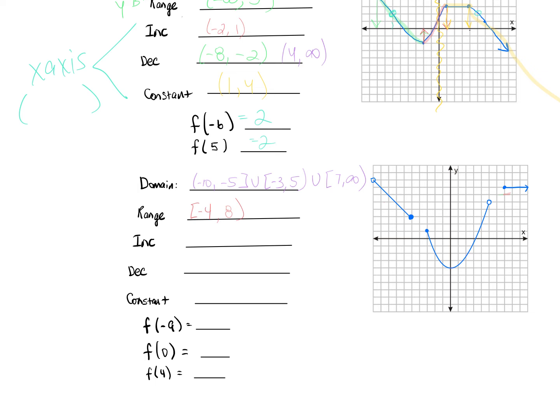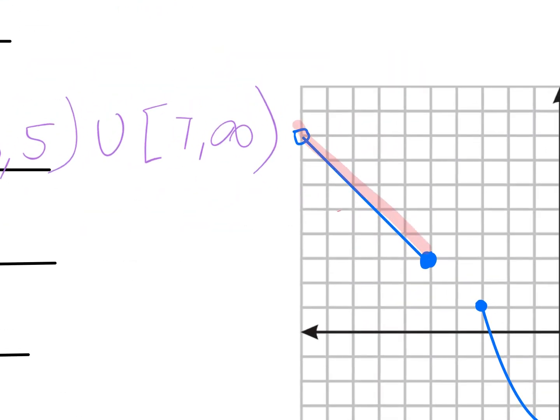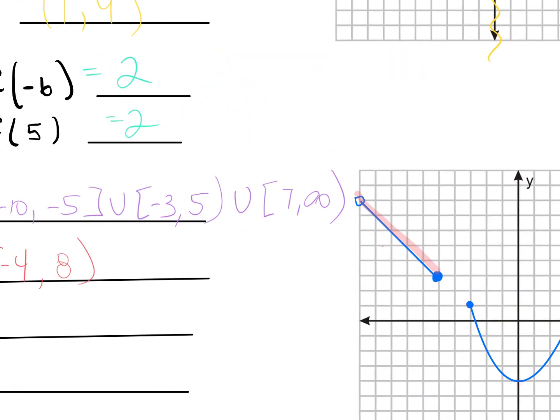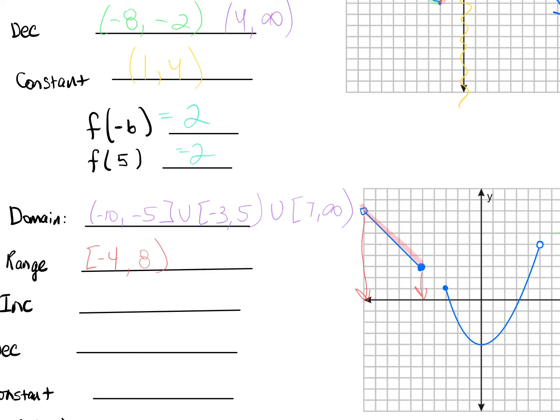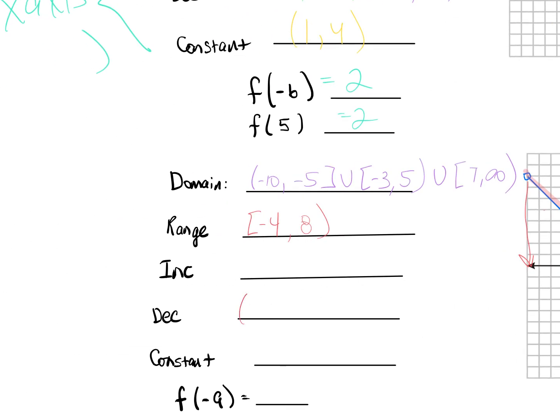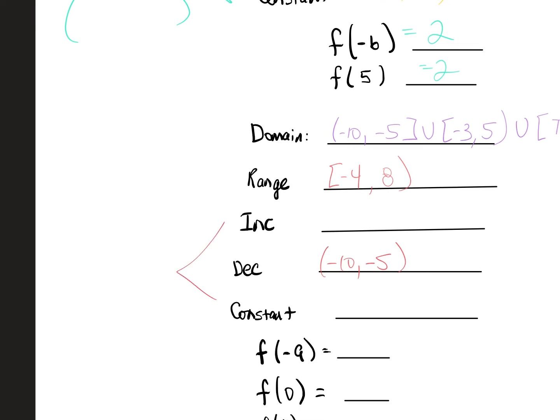On the left-hand side here, what is your graph doing? It's going down. It's decreasing. So we would say it's decreasing from where to where on the x-axis? -10 to -5. Remember, increase, decrease, constant. X-axis and parentheses only.